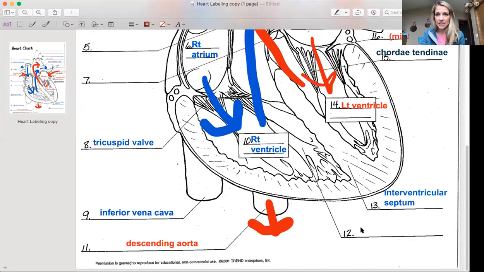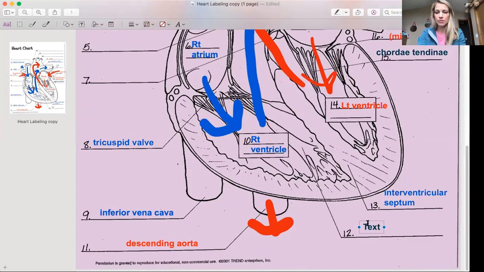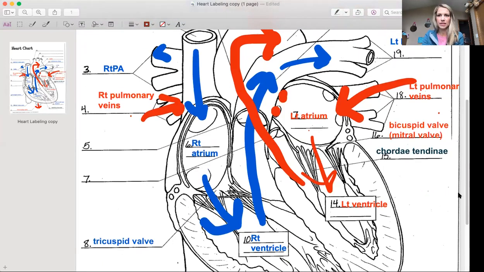These muscles down here, which you can see them there also, that attach, those are called the papillary muscles. So I'm gonna put that there, papillary muscles. Okay, and somebody check my spelling there.